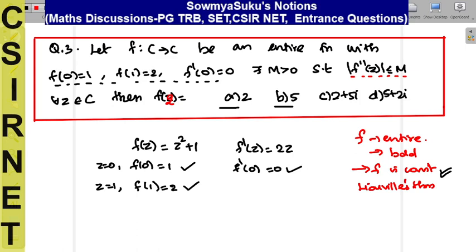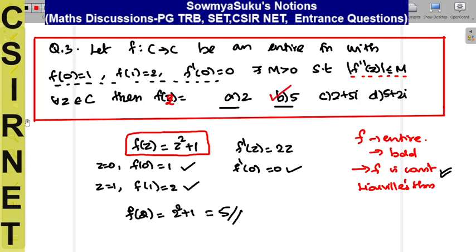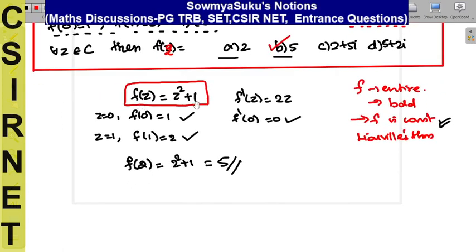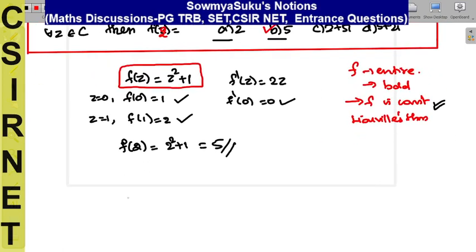Accordingly, I took this function, and these three conditions are satisfied. Hence I can find f of 2. f of 2 is equal to 2 square plus 1, which is 4 plus 1, 5. So you can say that option B is the right one.